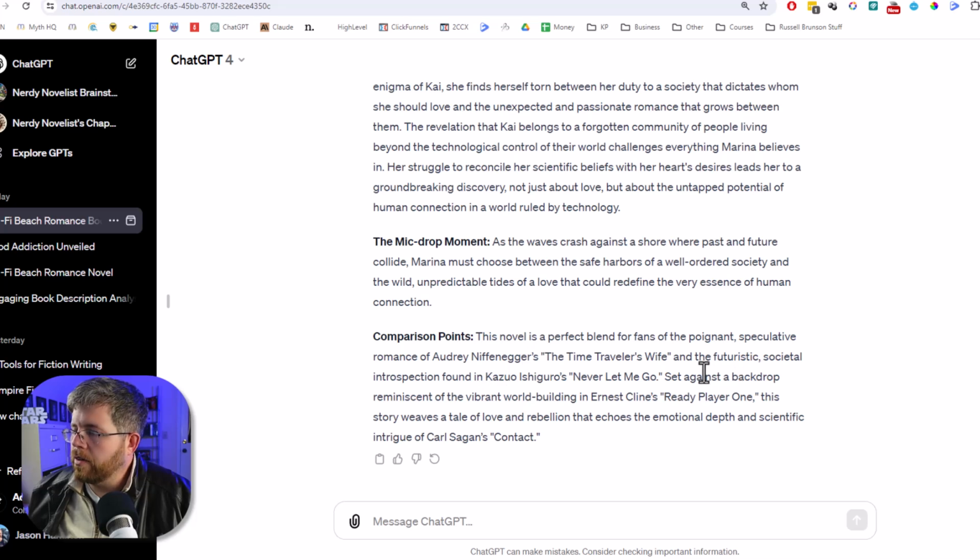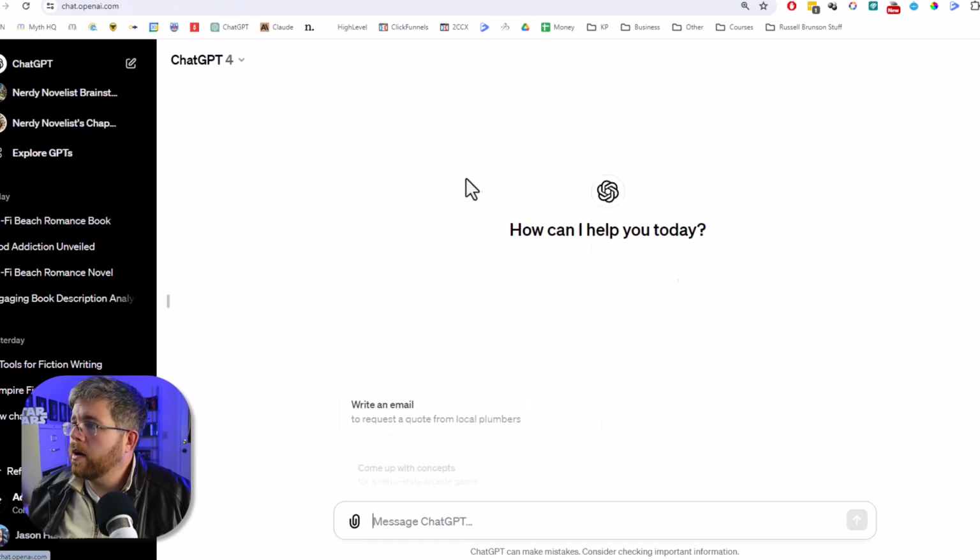Niffenegger's? I don't know how to pronounce these. And the futuristic societal introspection found in, I'm not going to try and pronounce that. Anyway, it does a decent job here, okay? Let's try one with nonfiction.